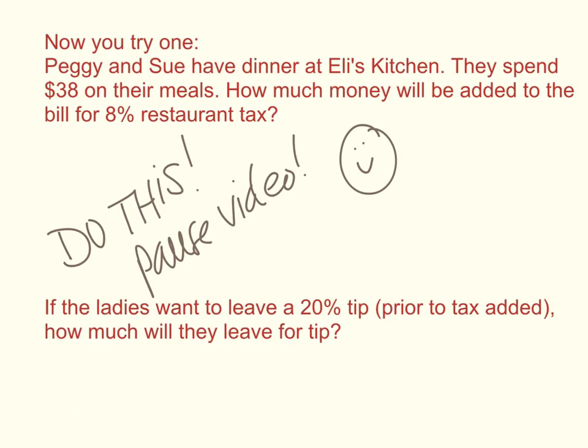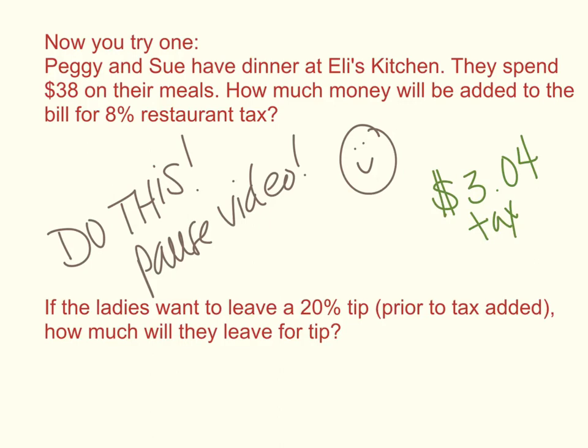So hopefully you've taken the time to set up this problem to determine how much money is going to be added to the bill when it is an 8% restaurant tax on $38. So for those of you who have paused and played along at home, or played along in class if that's where we happen to be watching this, Peggy and Sue are going to owe $3.04 in tax.